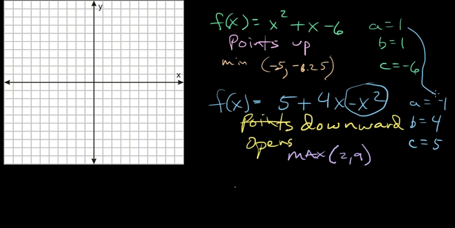So basically, it should be obvious at this point to you guys that if A is positive, then it points up. If A is negative, it points down.